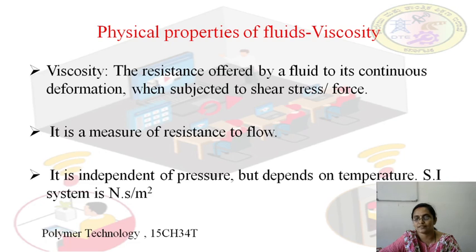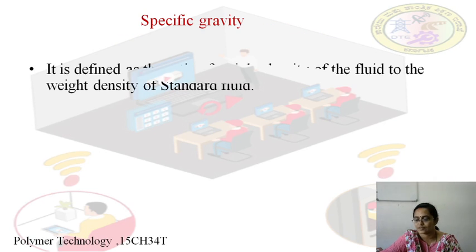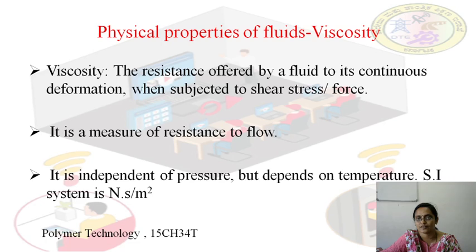For gases, when temperature is decreased, viscosity is resistance to flow. In liquids, if temperature is increased, the viscosity of the material decreases. The SI unit of viscosity is Newton second per meter square.